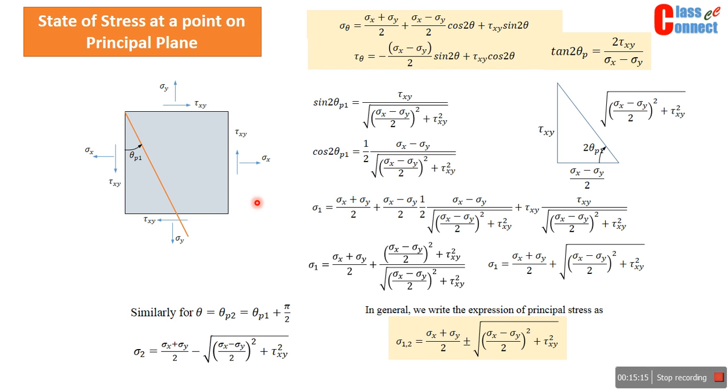Whatever equation, whatever angle we have obtained, we have marked the principal plane. Now we can mark the second principal plane. This is the second principal plane, which is 90 degrees plus this. So now we can draw one small element on the principal plane. So now we can mark these stresses, that is sigma 1 and sigma 2. Sigma 1 is the normal stress on the first principal plane, and sigma 2 is the normal stress on the second principal plane as shown here.